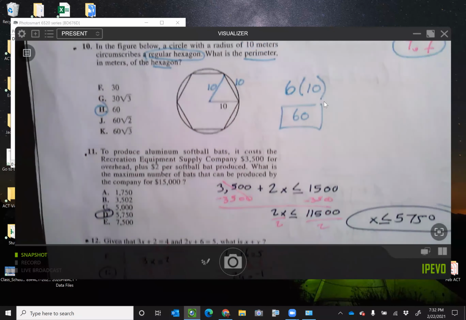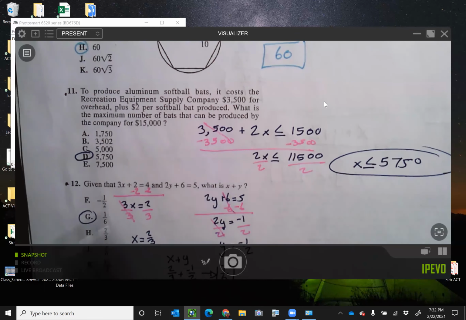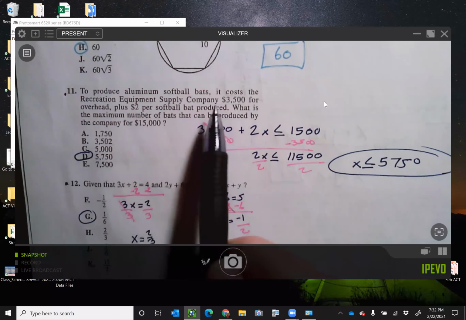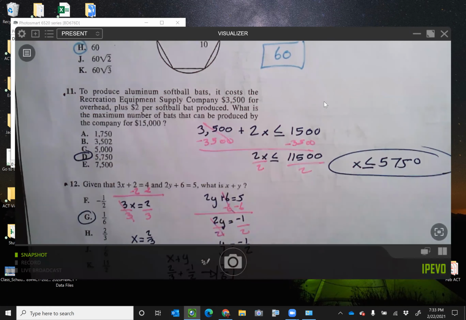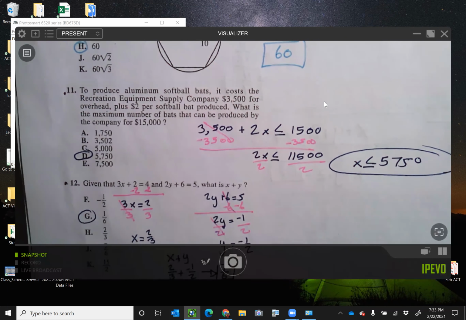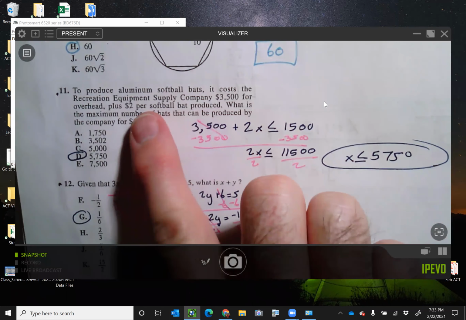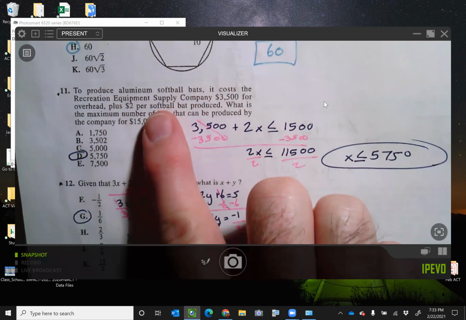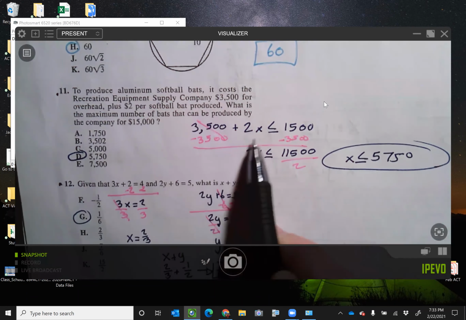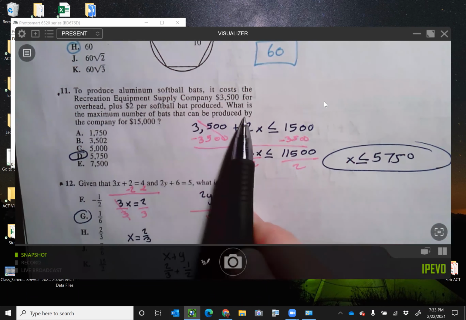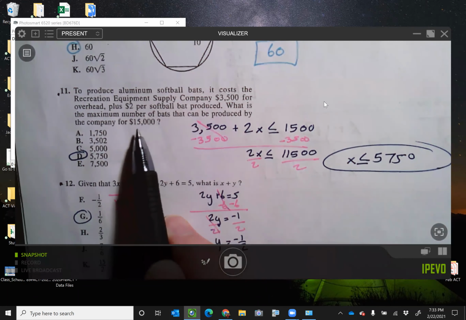Okay, 11. We're producing bats. We've got to write an equation or an inequality and solve it. The question says it costs them $3,500 in overhead. So every time they operate, that's what they've got to pay, no matter what. Even if they make no bats at all, they still have to pay that. It also costs them $2 to make a softball. So the overhead cost plus $2 for every softball. What's the maximum number of bats that can be produced for $15,000?